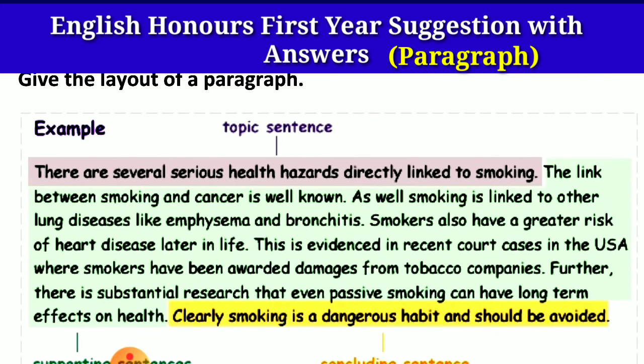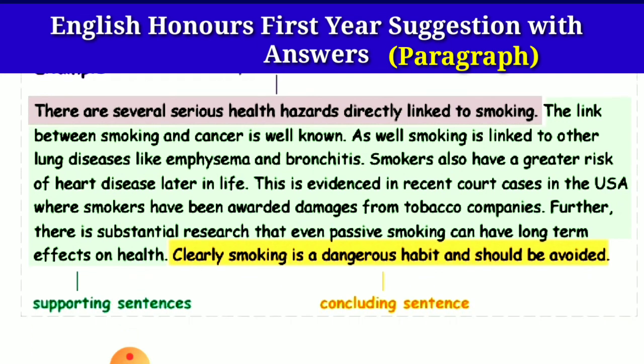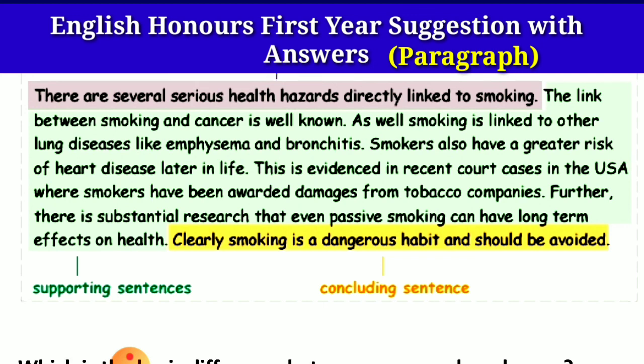Give the layout of a paragraph. This is the layout that I had just spoken about a little bit earlier. The topic sentence is: there are several serious health hazards directly linked to smoking. And the next lines are supporting sentences. The link between smoking and cancer is well known, from this sentence to the last sentence, effects on health. These are the supporting sentences written here. And the last sentence, clearly smoking is a dangerous habit and should be avoided. This is the concluding sentence. And this is the layout of a paragraph.